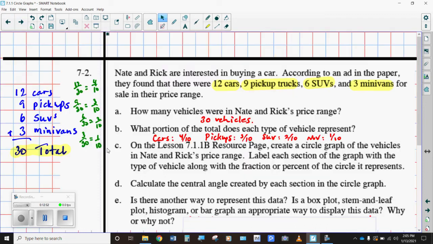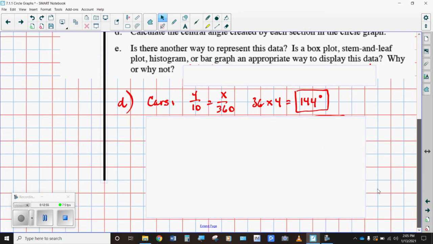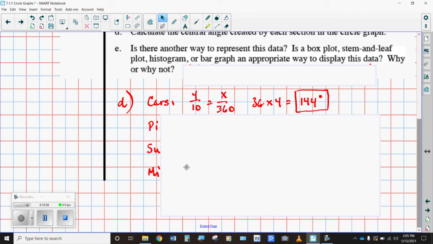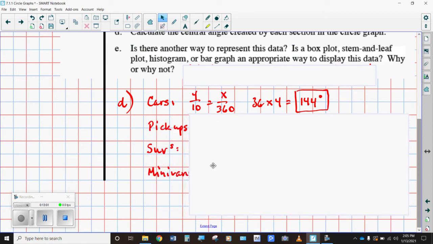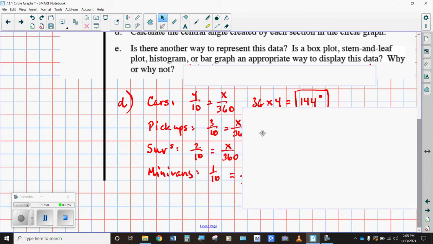Okay. So now that you know the process for figuring out the central angle, I would like for you to do the same thing for the pickups, the SUVs, and the minivans. Try and determine the number of degrees using proportional reasoning. Just set everything up just like this, but you've got your portions. The pickups would be 3/10, the SUV would be 2/10, and the minivan would be 1/10. Okay, go ahead and pause the video and see if you can figure out what the number of degrees are for each one of those central angles.